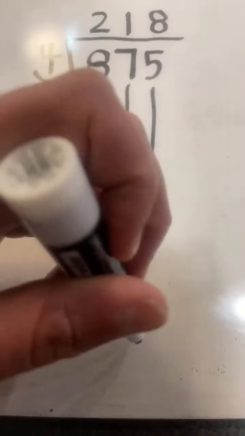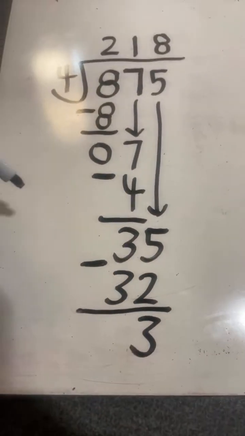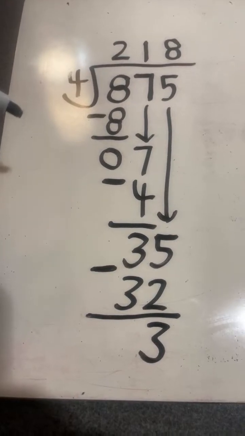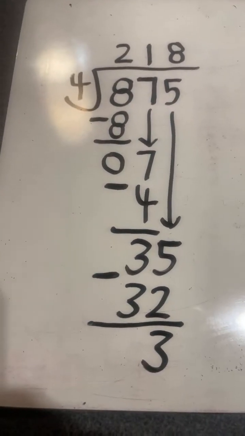So 35 minus 32 equals 3. We have a remainder of 3. So this division problem is not going to end up being a whole number. It's going to end up being a mixed number.